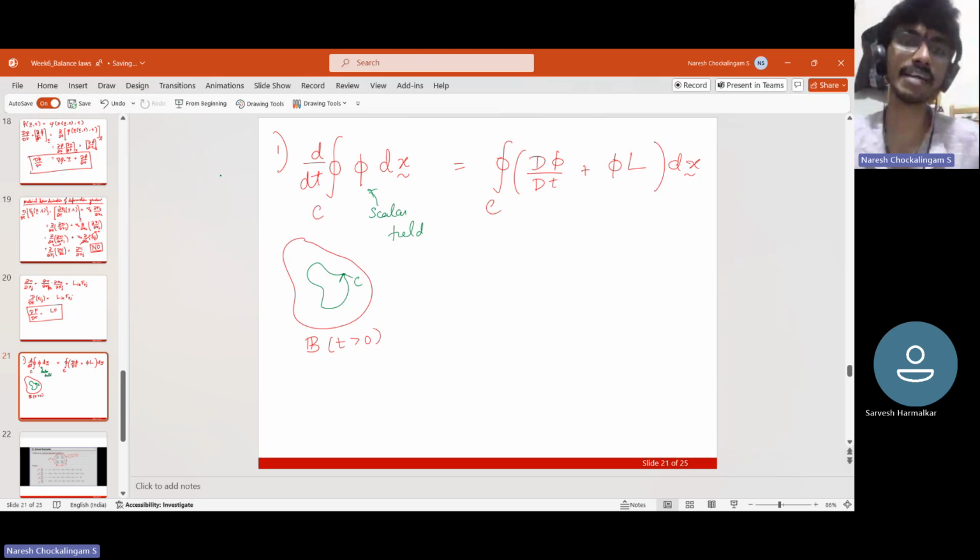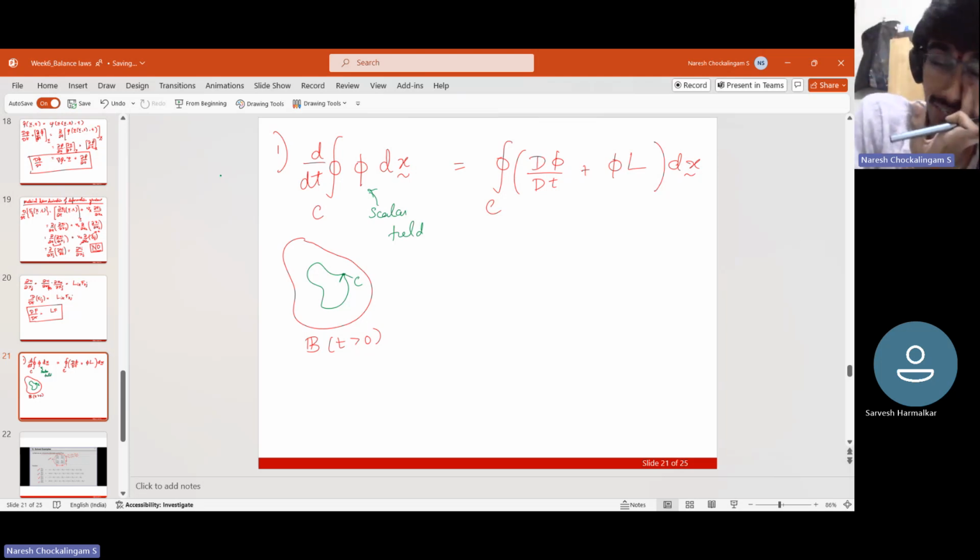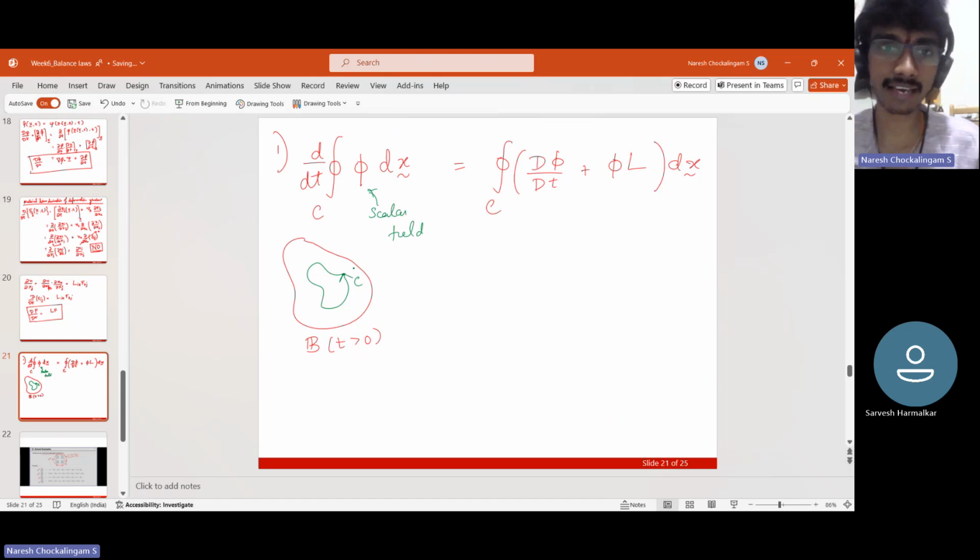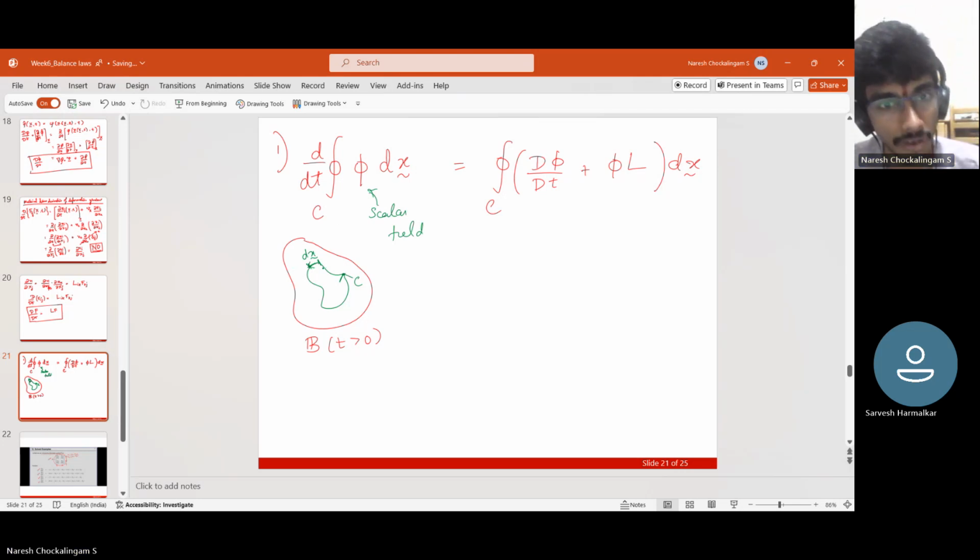Scalar field means it is defined everywhere in space: phi of x, y, z, t. It's defined everywhere, and you're integrating this scalar field over this curve. You're considering a small infinitesimal length dx along this curve. You look at the value of the scalar field at this point, multiply by dx, and keep adding up. So basically integrating along this curve.